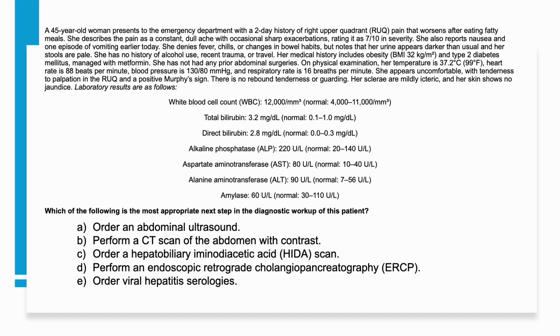On her physical examination, her temperature is 37.2 degrees Celsius. Her heart rate is 88 beats per minute, blood pressure is 130/80, and her respiratory rate is 16. She does appear uncomfortable whenever you're looking at her, and she has some tenderness to palpation in the right upper quadrant and a positive Murphy sign. There's no rebound tenderness or guarding. Whenever you look at her sclera, they're mildly icteric, and her skin shows no jaundice.